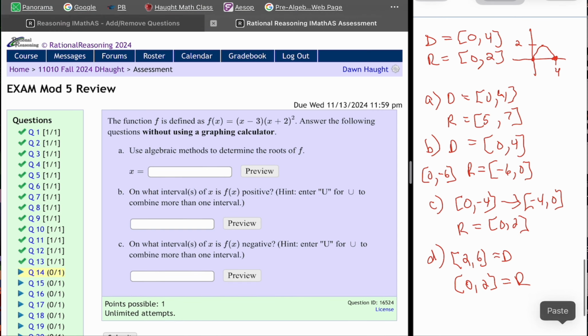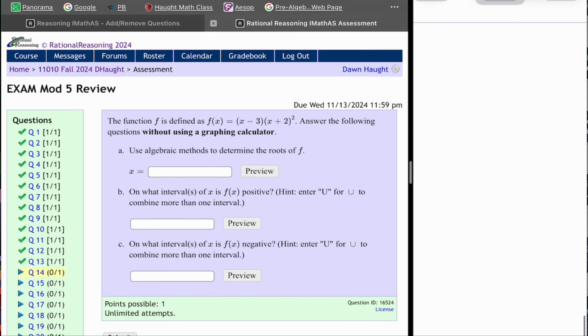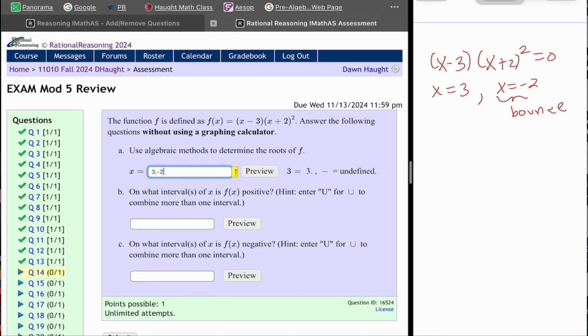Let's talk about question 14. It says, without using a graphing calculator, use algebraic methods to determine the roots. In that factored form, x minus 3 times x plus 2 squared equals 0, because that's how you find the roots. When x is equal to 3, and when x plus 2 equals 0, or at negative 2. Now there is a bounce there. They didn't ask about multiplicities or bounces. So we have roots at 3 and negative 2.